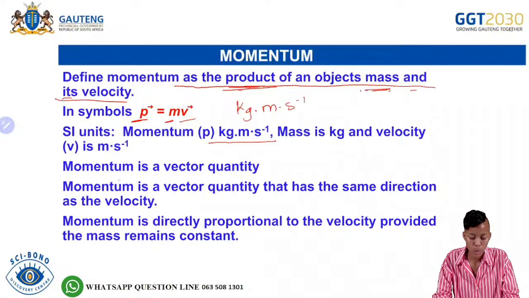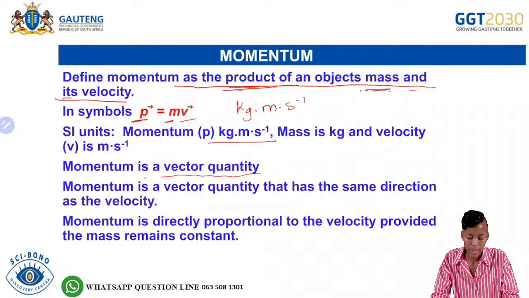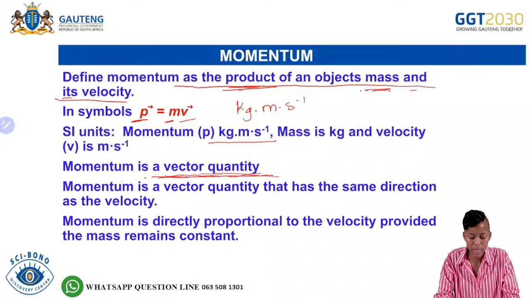Okay, then it says momentum is a vector quantity. And what did we say is a vector quantity? It means that it's a physical quantity which has both magnitude and direction. So by magnitude, again, what do we mean? It has a size, and it is also going to have the direction. So it says momentum is a vector quantity.